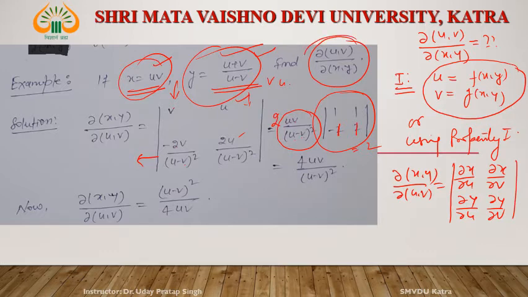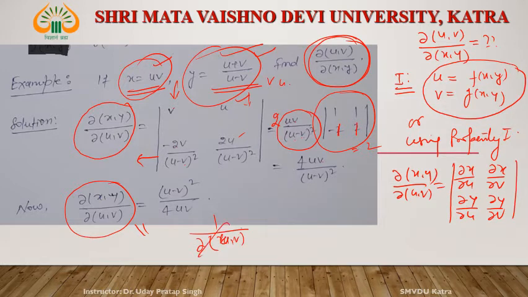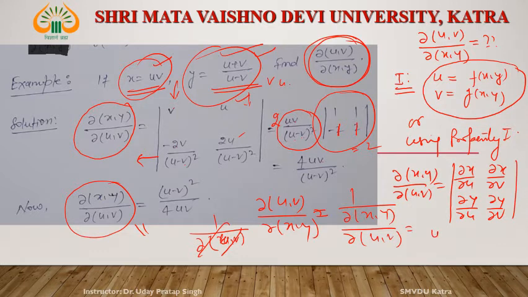But we have to find out ∂(u,v)/∂(x,y). What is ∂(u,v)/∂(x,y)? That is 1 upon ∂(x,y)/∂(u,v), right? And this is equal to (u−v)²/(4uv).